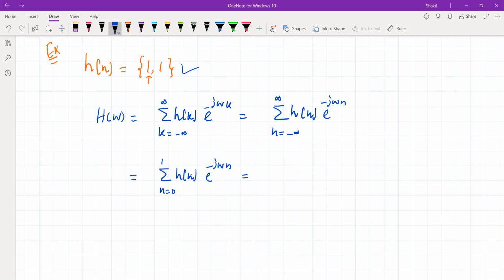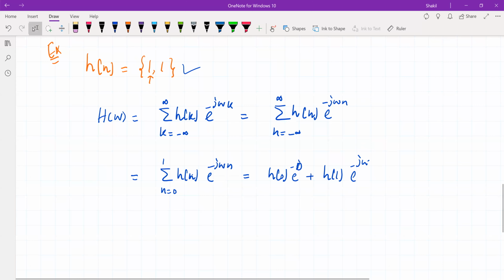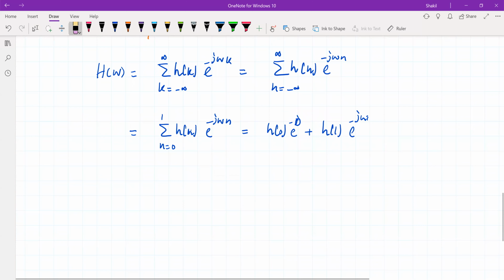So put n equal to 0 and n equal to 1. We'll get h of 0 e raised to the power minus j omega 0, plus h of 1 e raised to the power minus j omega 1, which is simply e raised to minus j omega. Now using the values of h of 0 and h of 1, e raised to the power 0 is again 1, so this will be 1 plus h of 1, which is 1, times e raised to the power minus j omega. All right, so this is equal to this. What I'm going to do?